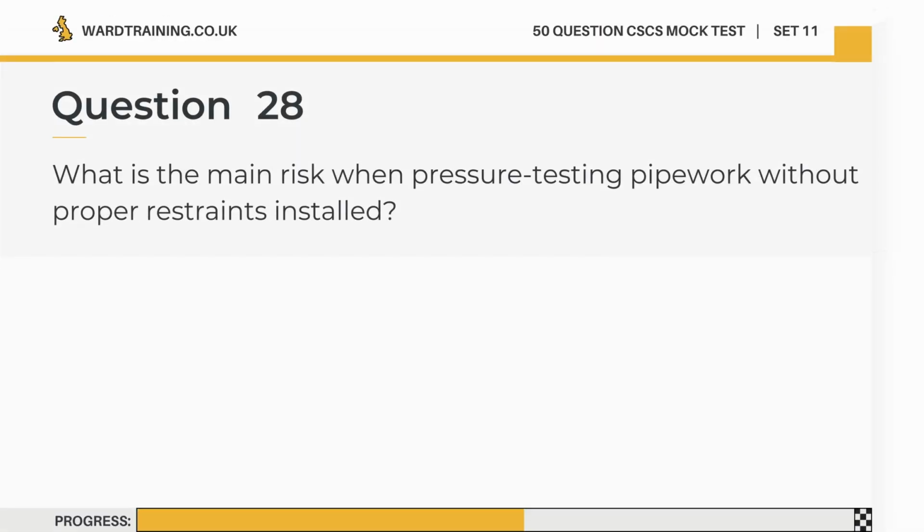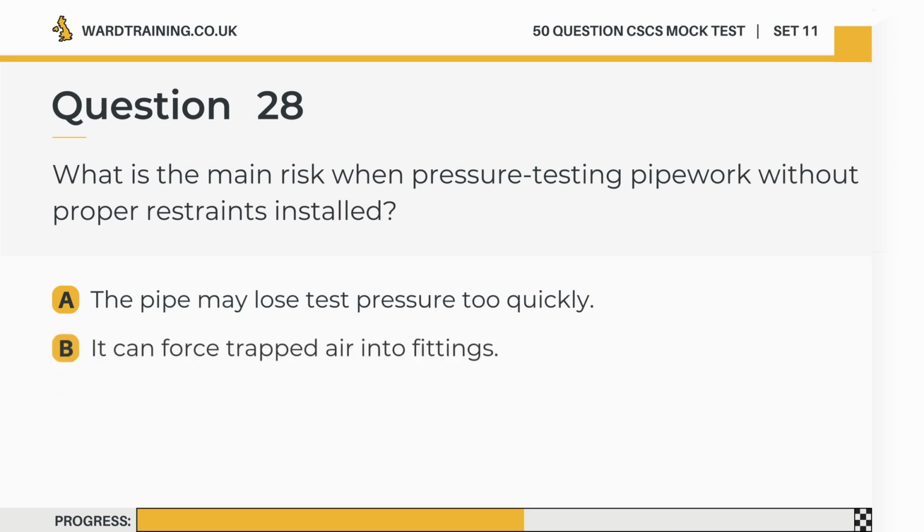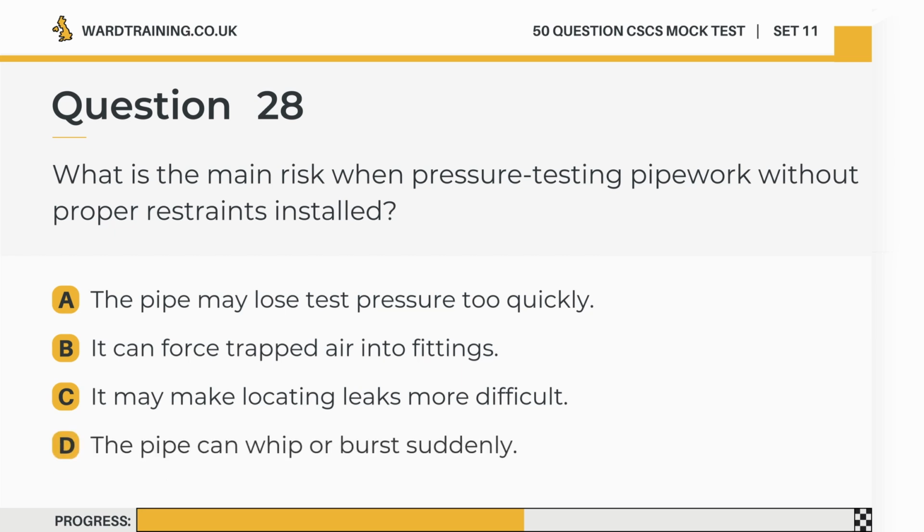Question 28. What is the main risk when pressure testing pipework without proper restraints installed? A. The pipe may lose test pressure too quickly. B. It can force trapped air into fittings. C. It may make locating leaks more difficult. D. The pipe can whip or burst suddenly.